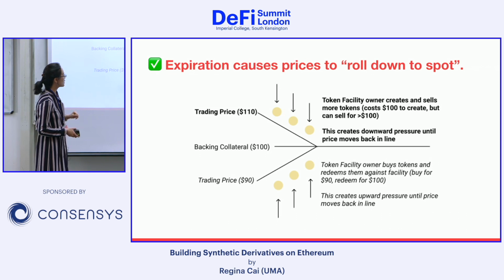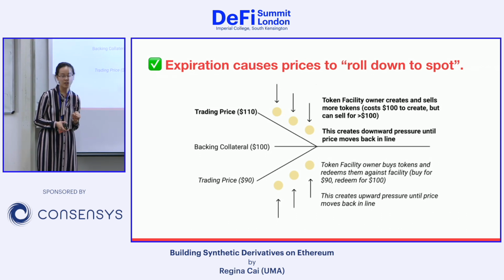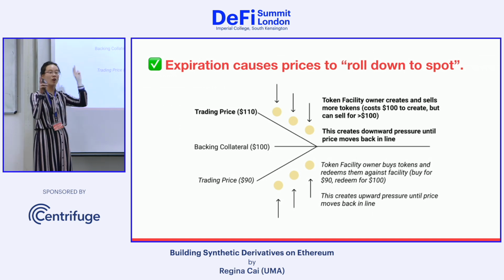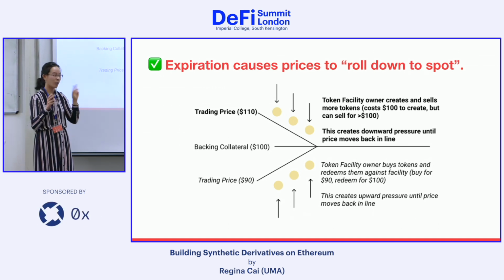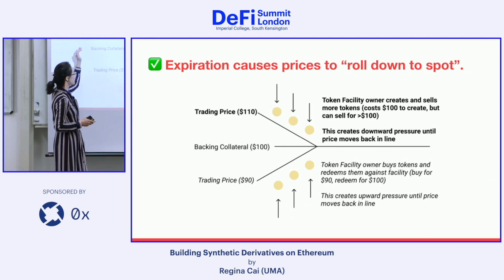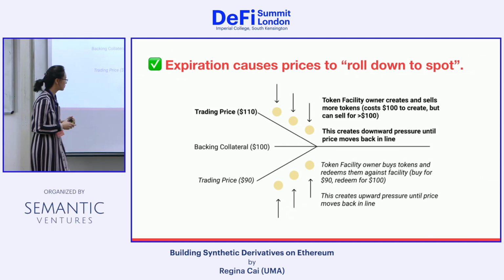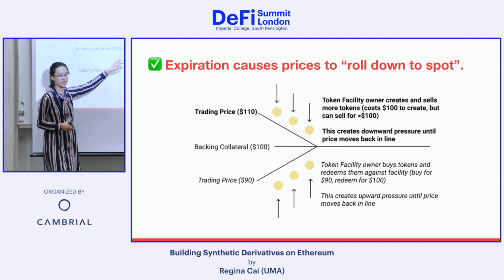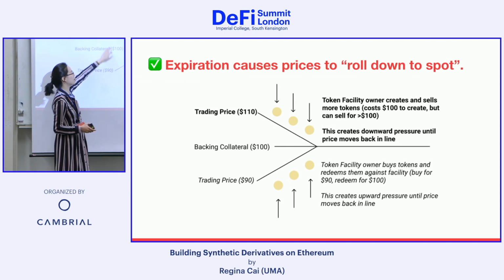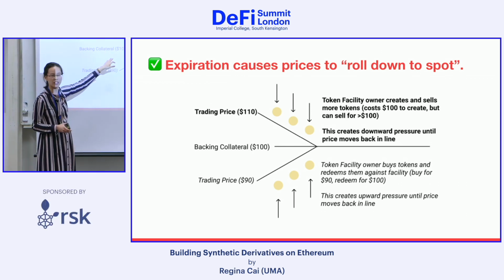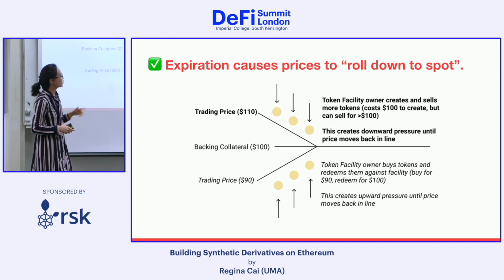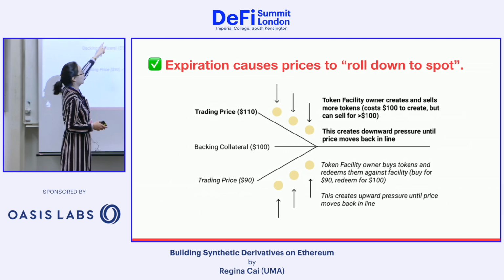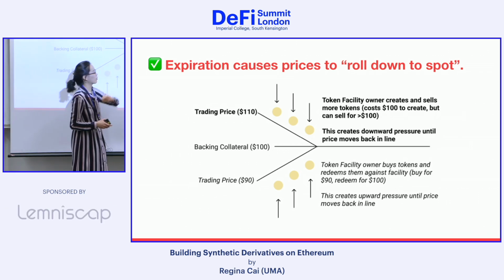But what you can do is make the tokens expire and provide token facility owners with this nice arbitrage, I'll call it, with this nice way to ensure that the trading price equals the price of the backing collateral. Let's go through an example. If the trading price is 110 and the backing collateral is 100, right? If it's trading above the correct amount, it's trading at too high a price. What can people do? If you're a token facility owner, you can create additional tokens and sell them in the market for $110, for more than 100, right?